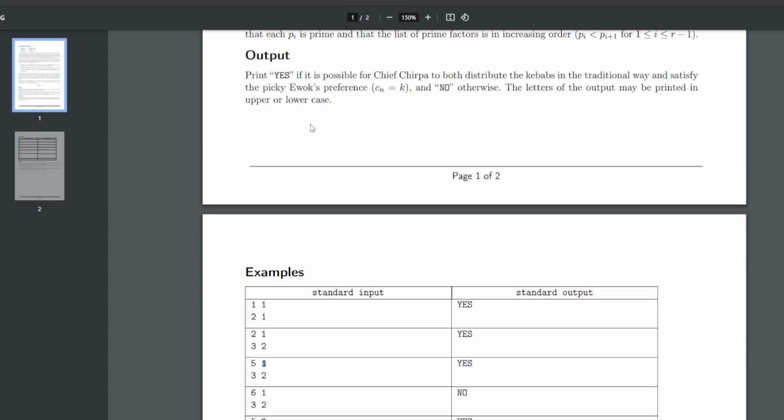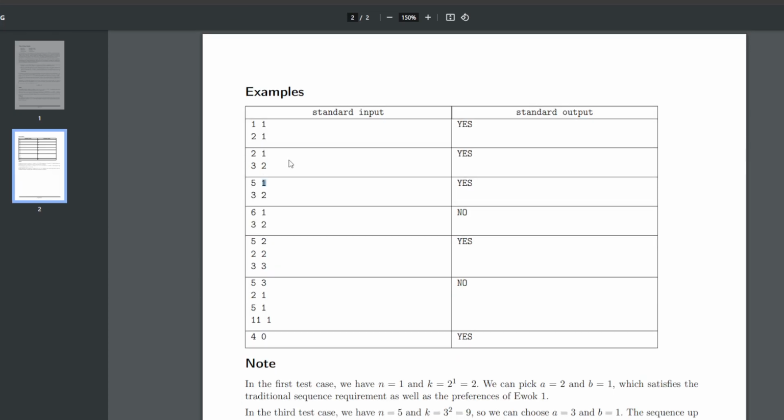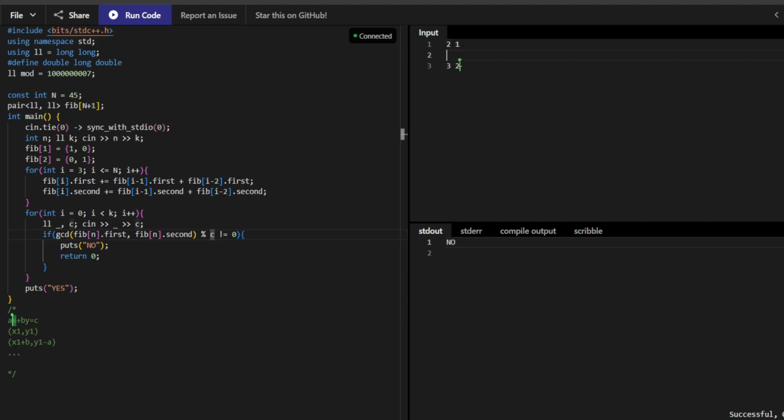Wait, so what is this test case? So I think you can ignore the 3. It's just 2. So n is the first number. So n is 2, and we want to test 2. Test 2 is possible, like the second Fibonacci number. It should always be possible.